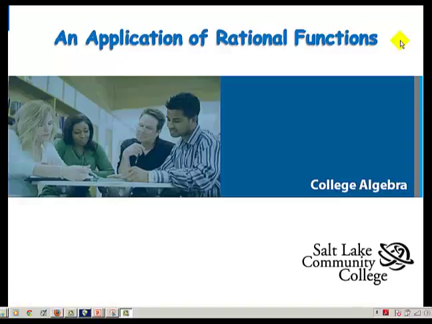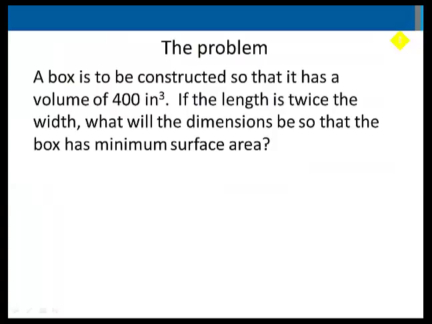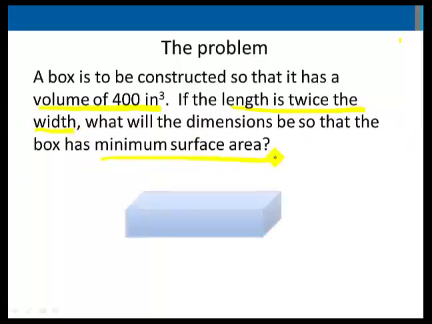In this lesson, we will look at an application of rational functions. The problem: a box is to be constructed so that it has a volume of 400 cubic inches. If the length is twice the width, what will the dimensions be so that the box has minimum surface area?